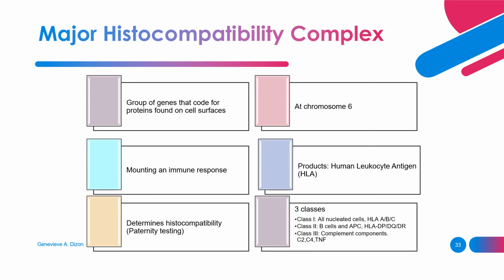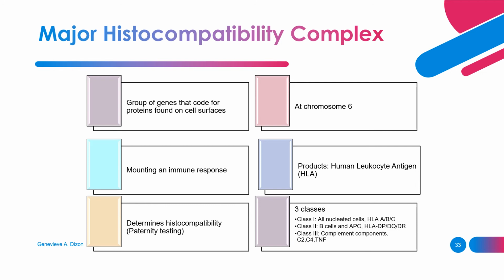MHCs have 3 classes: class 1, class 2, and class 3. Class 1 MHCs are glycoproteins expressed in all nucleated cells. Their major function is to present antigens to cytotoxic T cells. Now, these class 1 are found in genes in the regions of HLA A, B, and C.